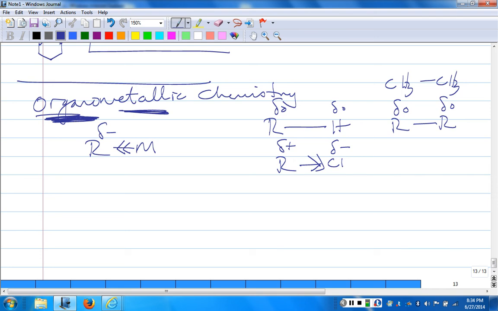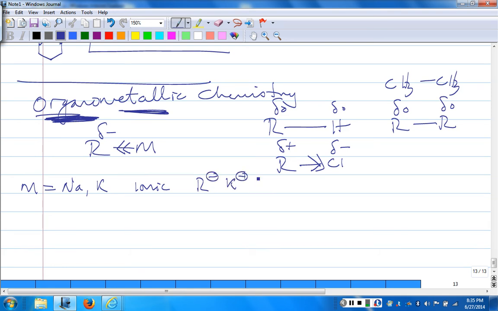So let's talk a little bit about the nature of those bonds. The nature of the R-M bond depends upon the metal, depends upon M. So when M is equal to sodium or potassium, the bond is ionic. So we're actually dealing with, say, R minus K plus, right?